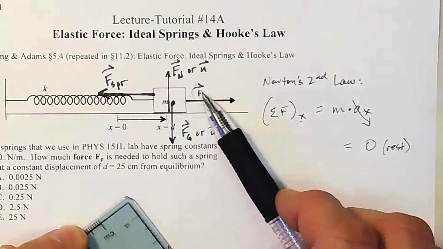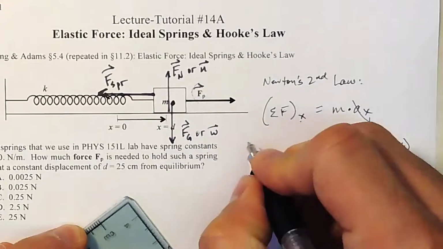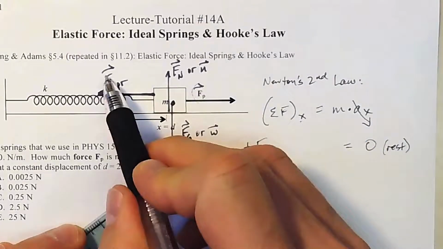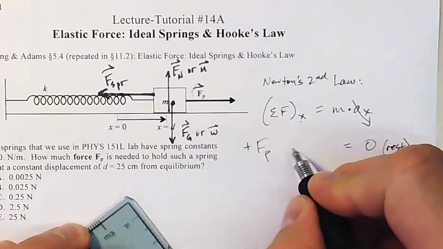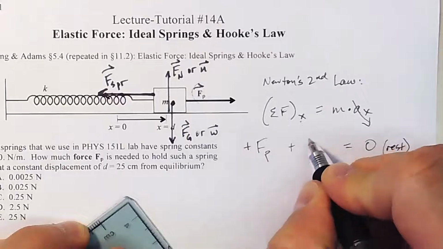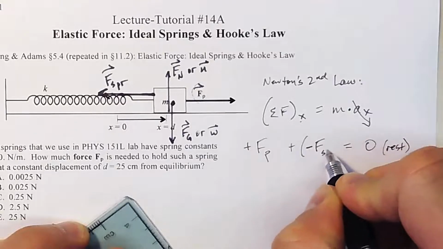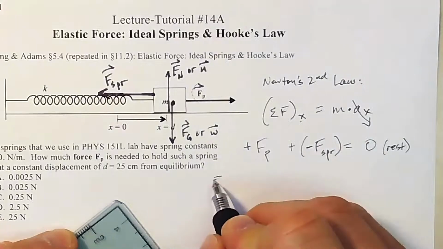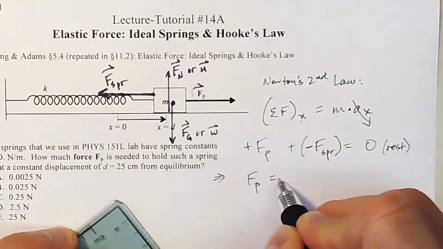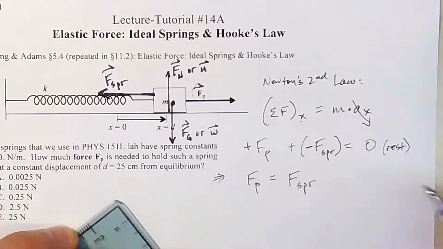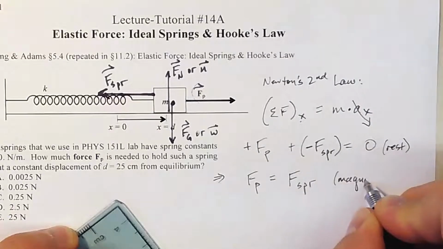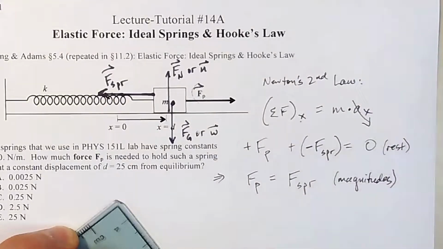And we can see that the x component of Fp is the entire magnitude in the positive x direction. And we can see that the x component of the spring force is the entire magnitude in the negative x direction. All right, so what this tells us is that the magnitude of Fp should just be equal to the magnitude of the spring's restoring force. These are both magnitudes.